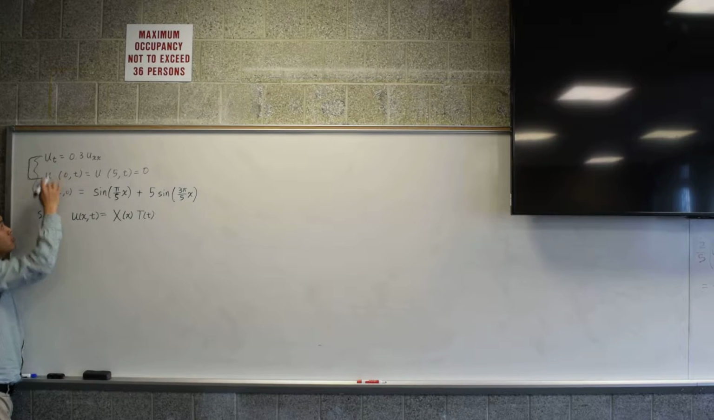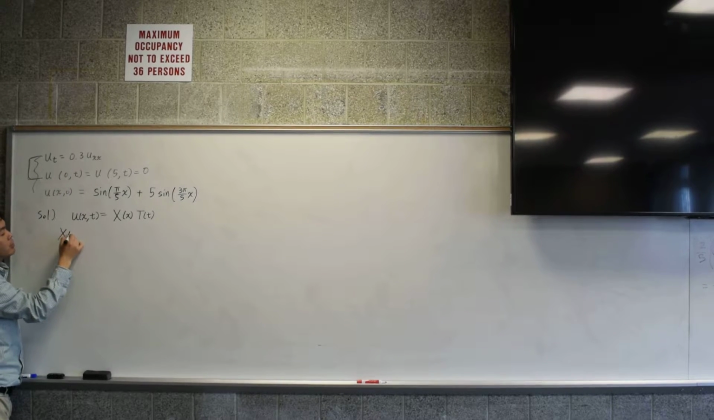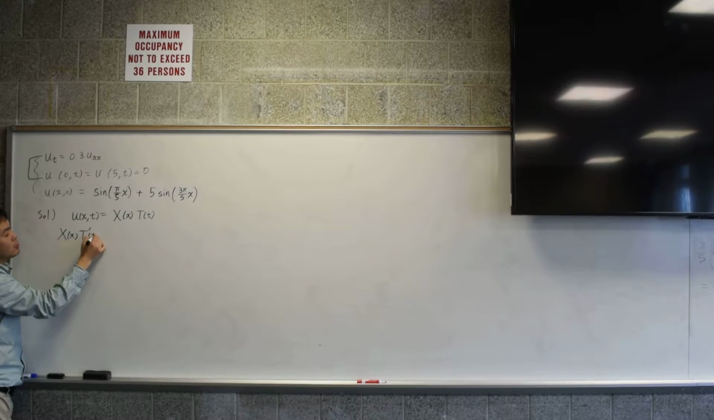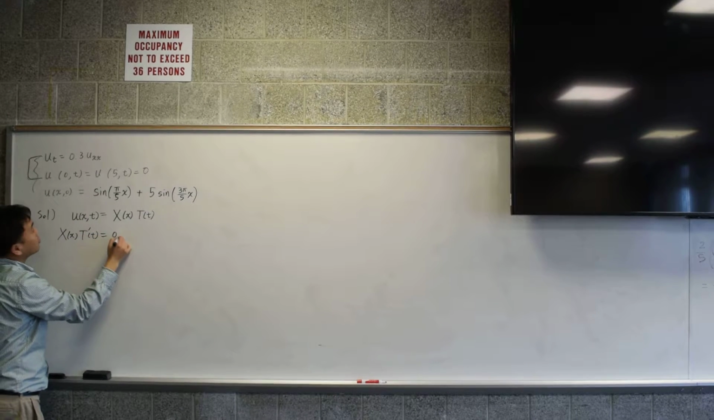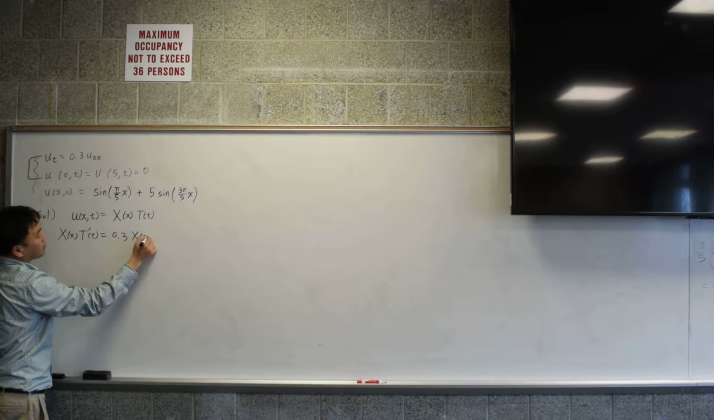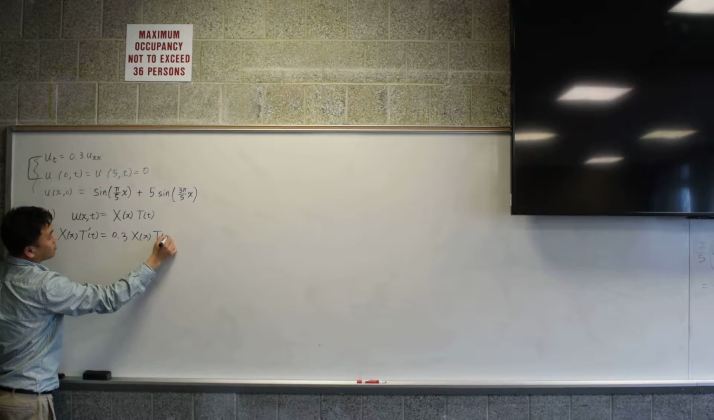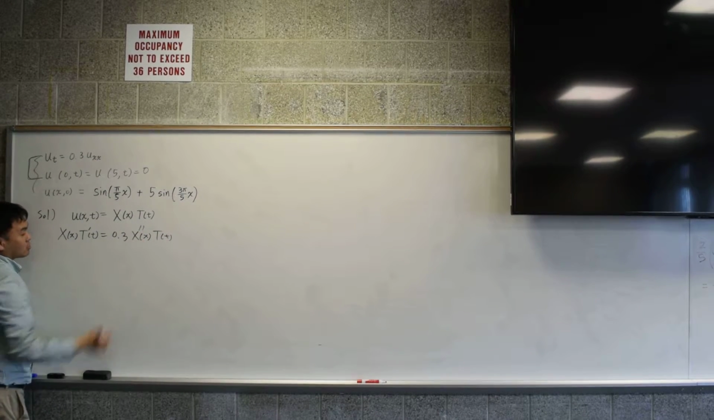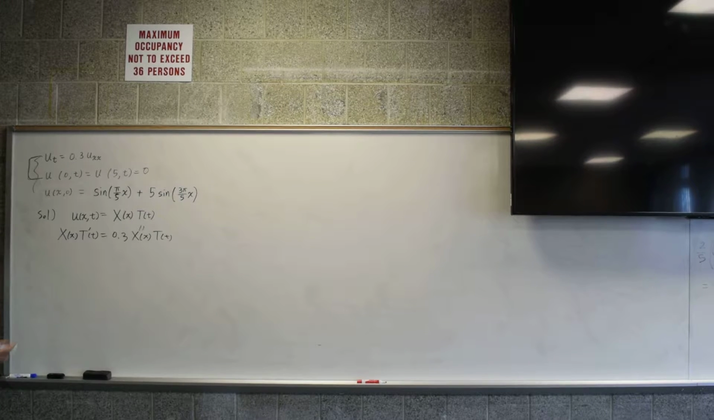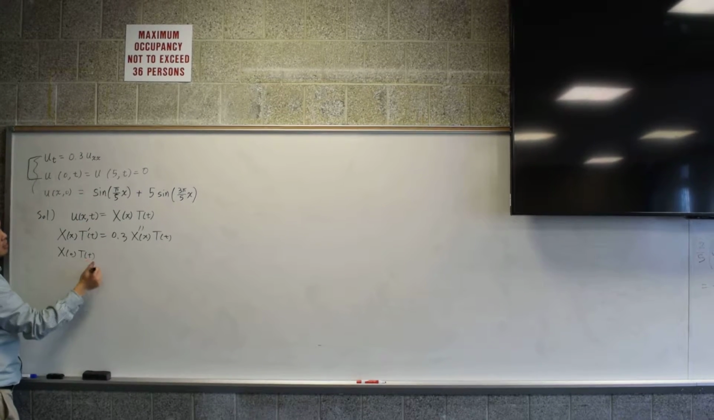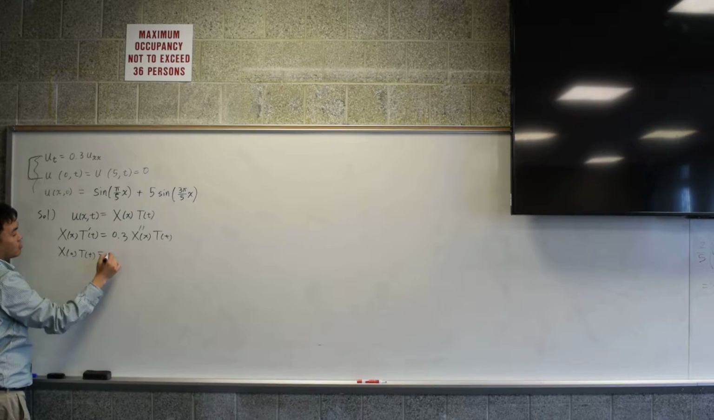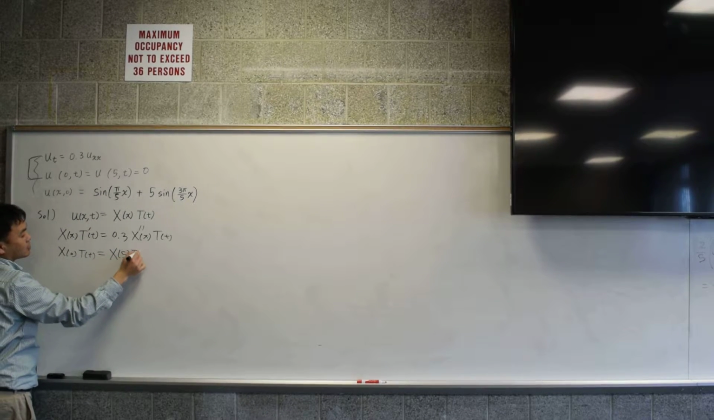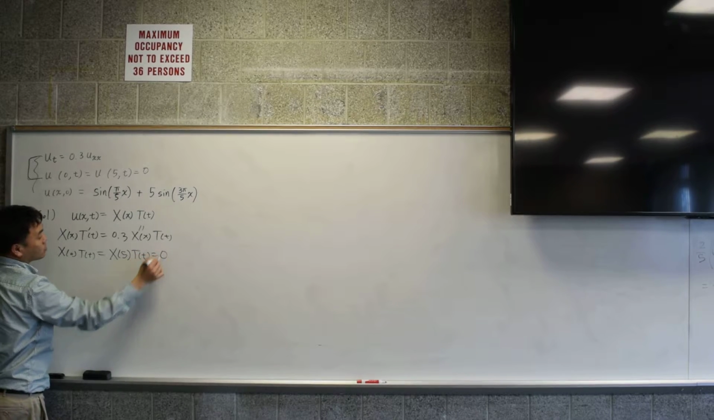If you plug this into the first one, you get X(x) T'(t) equal to 0.3 X(x) T(t). Well, this time it's differentiated twice in x, so that's X''(x). If you plug this into the second one, it's X(0) T(t), because you're plugging 0 into x. T is just T(t). And this one says it's X(5) T(t), and that has to equal 0.